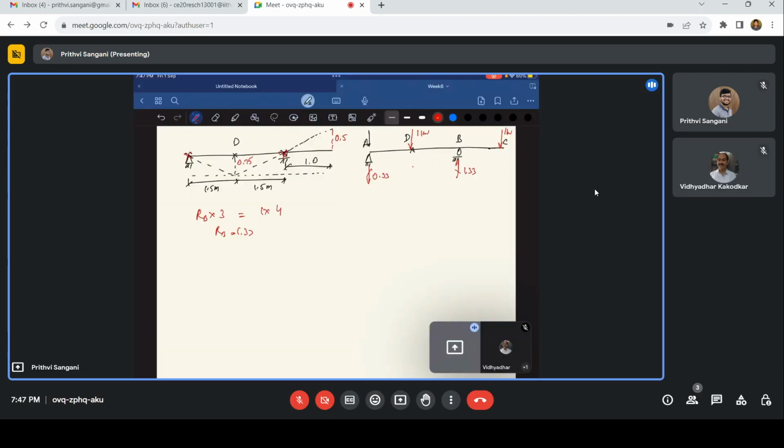Okay, so we'll have a sagging moment in AB, but in BC we'll have a hogging bending moment. So yeah, okay, let us proceed.